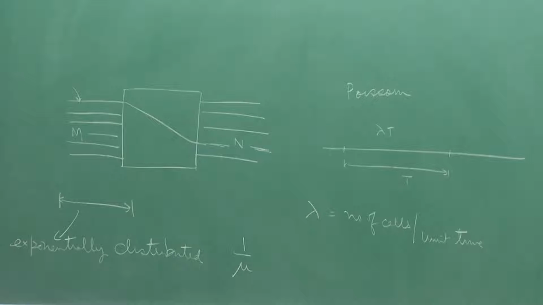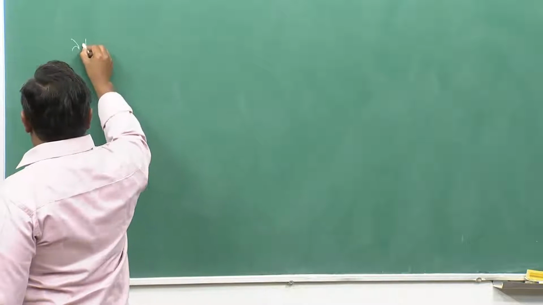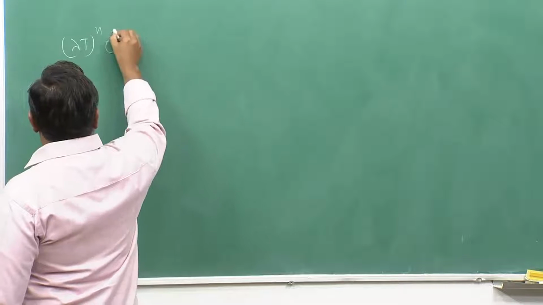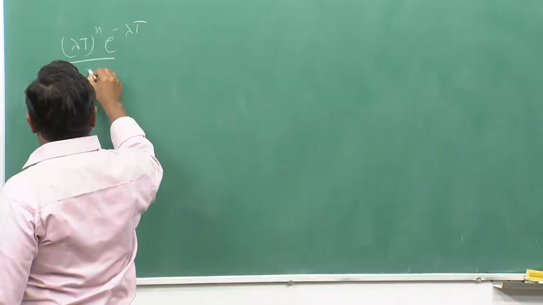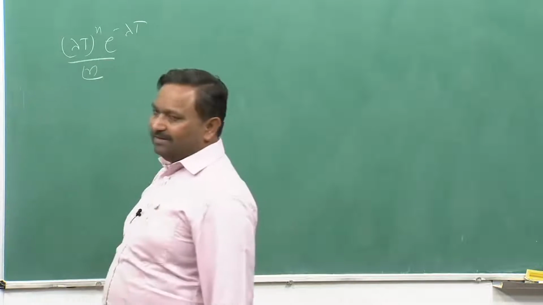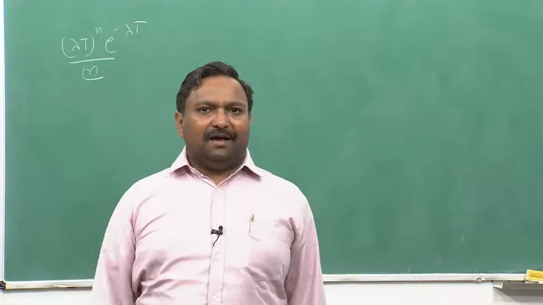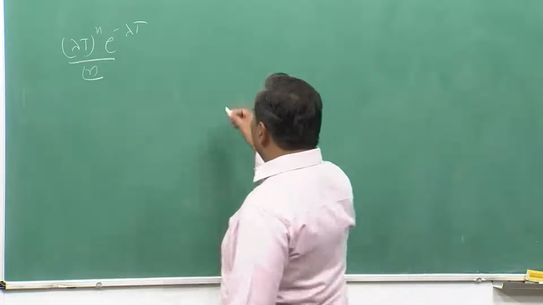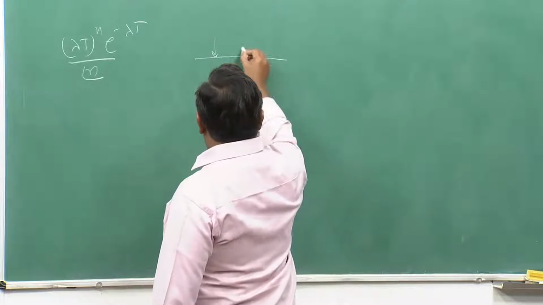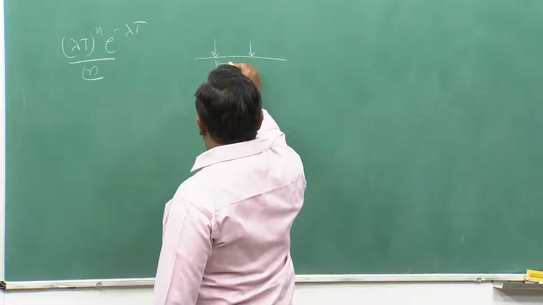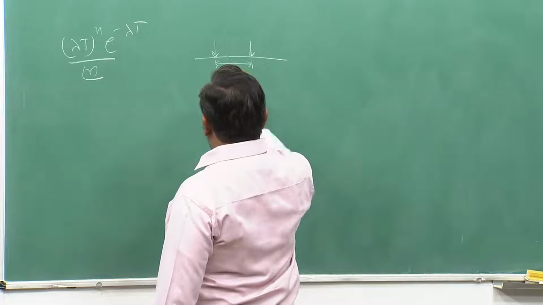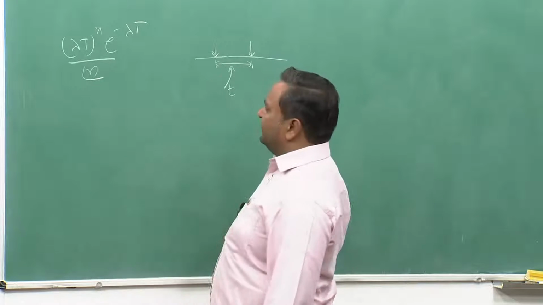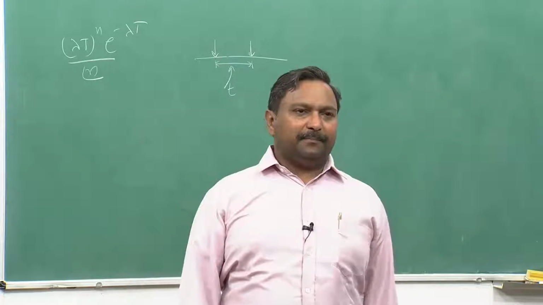So, I had defined (lambda t) raised to the power n, e raised to the power minus lambda t, divided by n factorial. That is the arrival statistics. But if I want to measure the time duration between two consecutive arrivals, let me find out the statistics for this time.